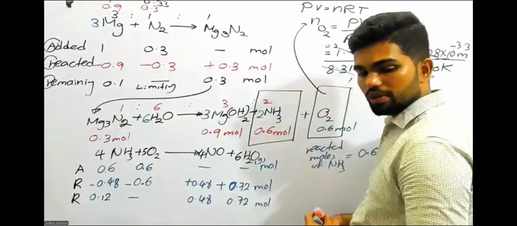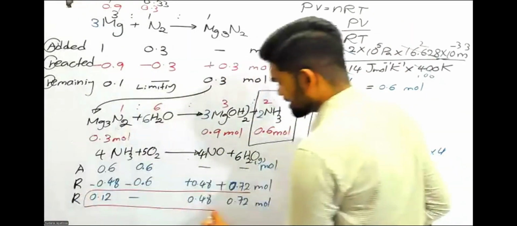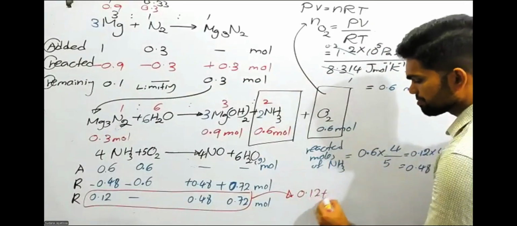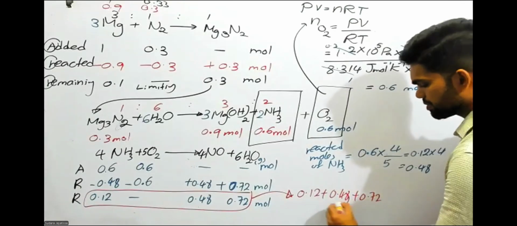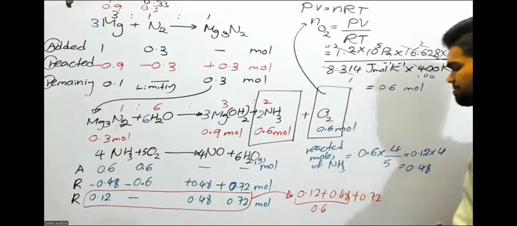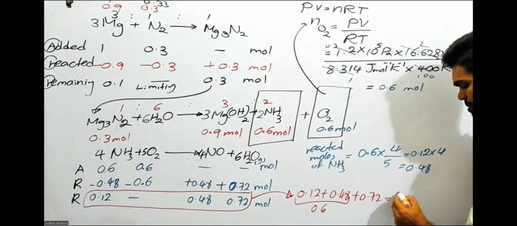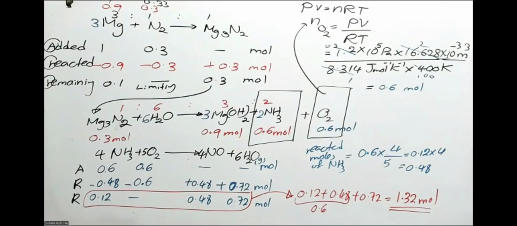It's asking for the total number of gaseous moles, so you need to get the sum of these remaining gases. So 0.12, 0.48, 0.72. These two will give you 0.6, and 0.6 and 0.72, 1.32. So it's going to be 1.32 moles. That is the remaining total number of moles of gases.